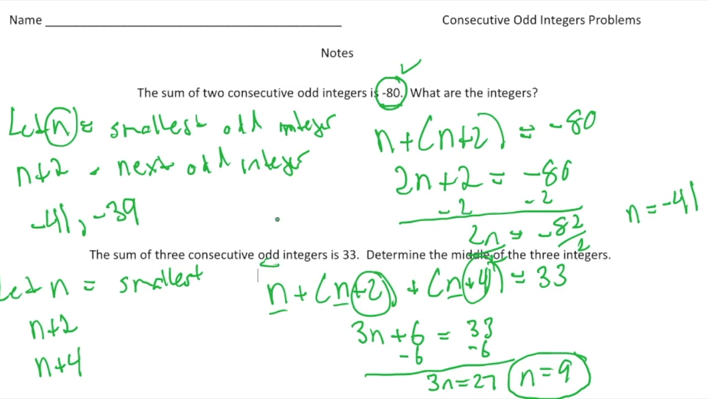All right, finally, let's plug this in over here. So we know n is now going to be 9, right? So 9 is going to be the first integer. 9 plus 2 gives 11. That's the second integer. And then 9 plus 4 is 13. That's the third. And guess what? All these together add up to 33.